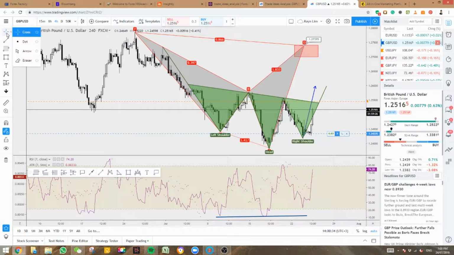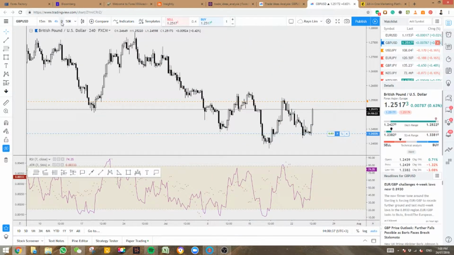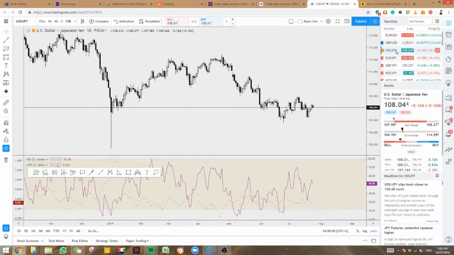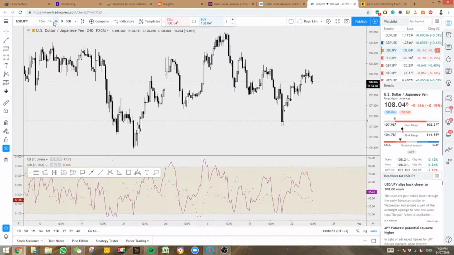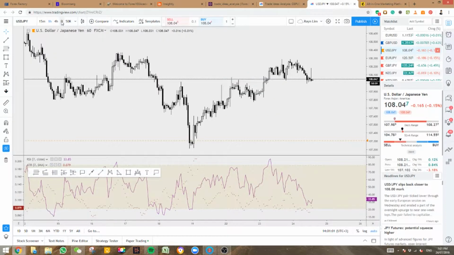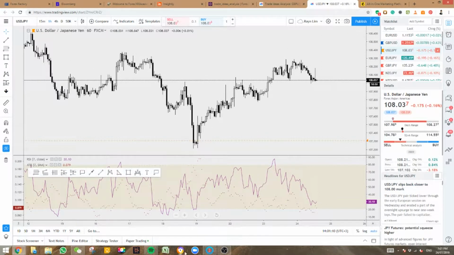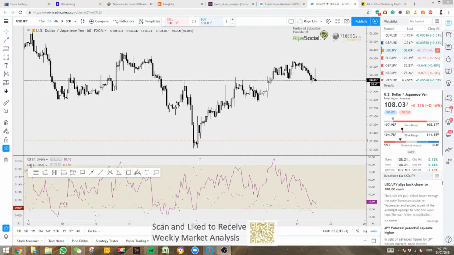Let's move to the next pair. Dollar yen. Whoa, you're back. 108. On the daily chart, you can see support is well supported. Then the market bounced off. On the 4-hour chart, very whipsawy movement. To 1 hour. This kind of choppy movement is something that I don't quite like. It gets me out of this pair, and I might even temporarily put it out of the list.